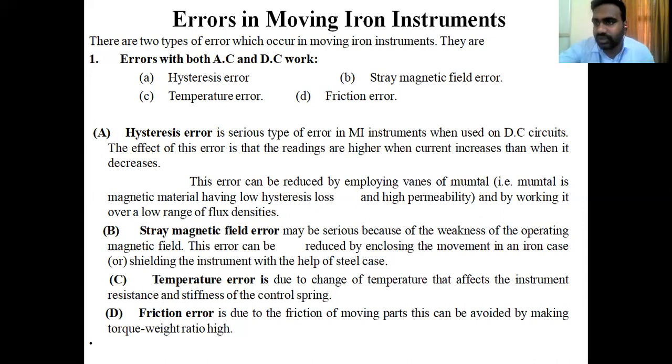This is also one of the serious errors. Why is it serious? Because the stray magnetic field error weakens the main magnetic flux condition, and this affects the entire operation of the MI instrument. And the third type of error is temperature error.